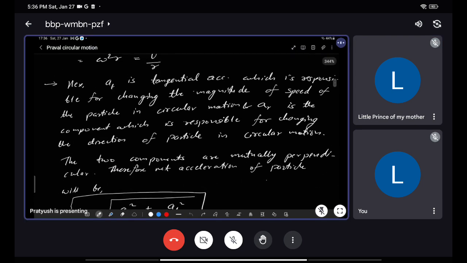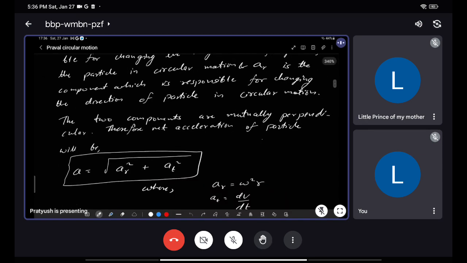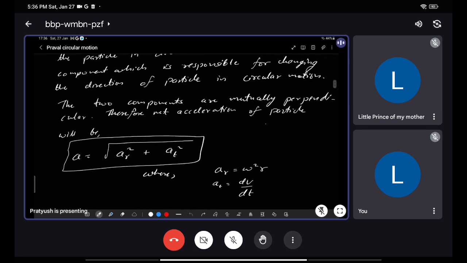Now, these two components are mutually perpendicular. Therefore, the total acceleration of the particle will be the square root of the sum of the squares of both of them. Getting it? This will be the total acceleration of the particle. Okay, this we have seen. Now let us see the proof.